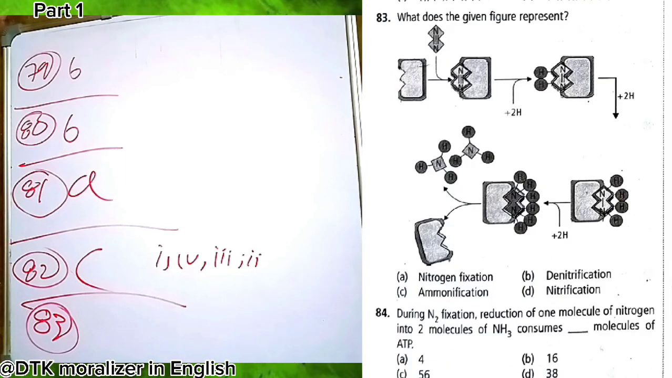Question number 83. What does the given figure represent? Nitrogen fixation. As you can check the options, option A, nitrogen fixation.